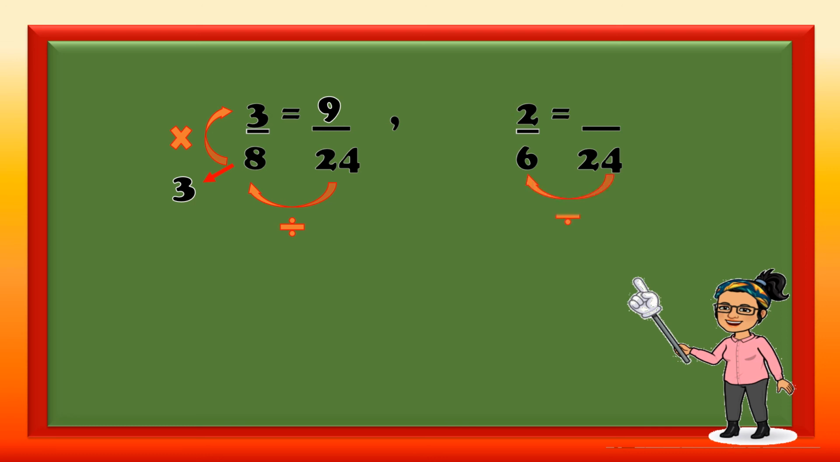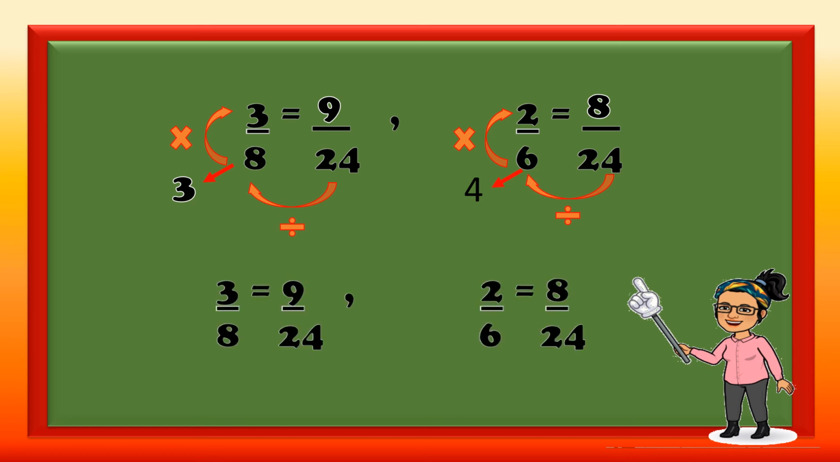Divide 24 by 6, we get 4. And then multiply by 2. 4 times 2 will give us 8 over 24. Did you get 8 over 24? So our final answer is 3/8 will become 9 over 24, and 2/6 will become 8 over 24. So 9 over 24 and 8 over 24 now have the same denominator. Therefore, these are now similar fractions.